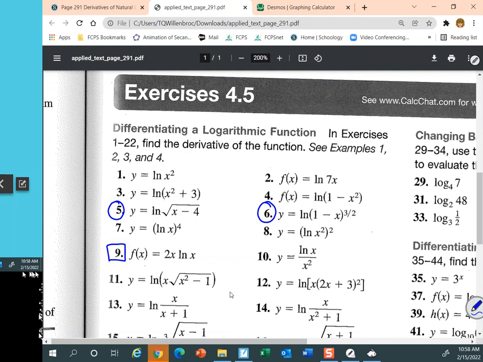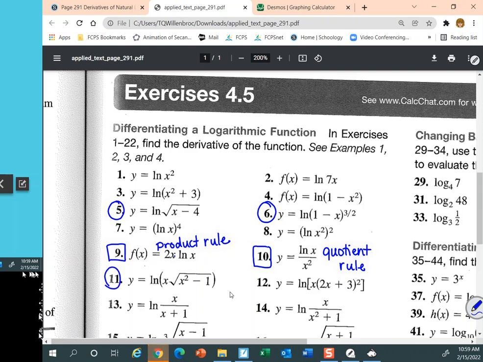9 is a product rule that you cannot get out of. It's a product rule because it's not the natural log of a product. It's a natural log function inside of a product. So there's no rewriting on 9. It is going to be a product rule problem. And the same thing for number 10. 10 is going to be a quotient rule problem because it's not the natural log of a quotient. It's a natural log inside of a quotient.